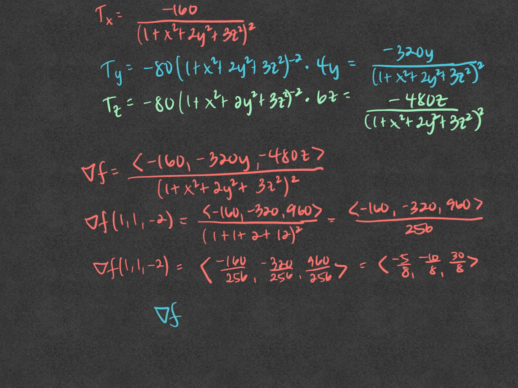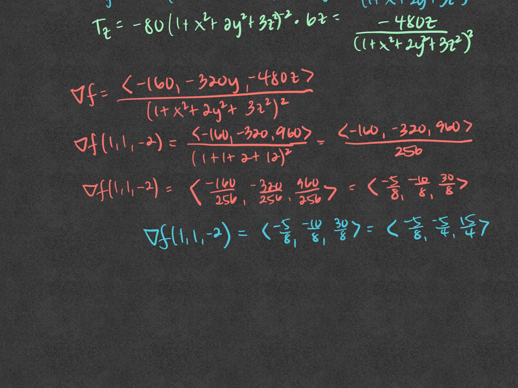So I'd say the gradient of f at this point is equal to negative 5 over 8, negative 10 over 8, 30 over 8. But let's reduce those, because a final answer for a gradient alone would be negative 5 over 8. This would reduce to negative 5 over 4, and 30 over 8 would be 15 over 4. But we're not stopping there. We need to find the maximum.